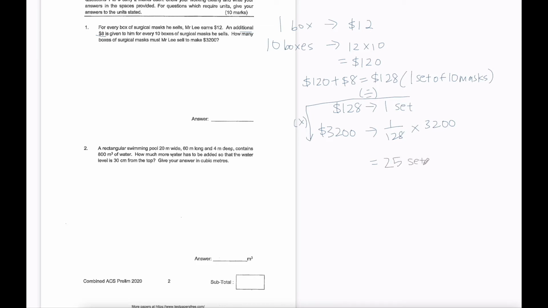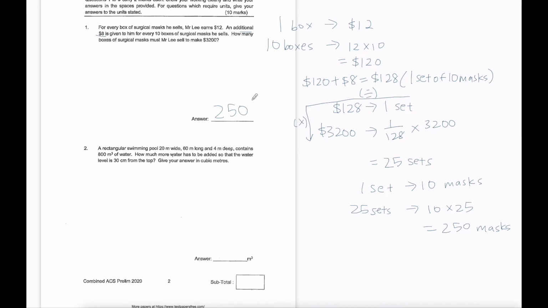And for 25 sets you've got to times 10, because one set is 10 masks. Then 25 sets will give you 10 times 25, which is 250 masks. My answer is 250. Now let's move on.